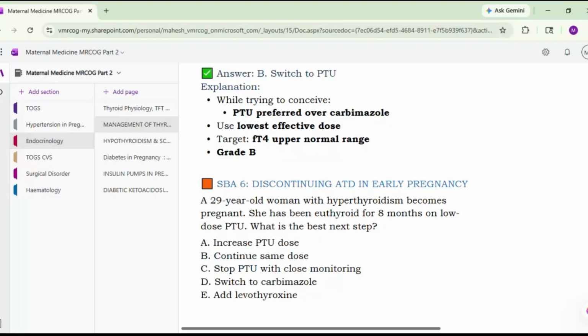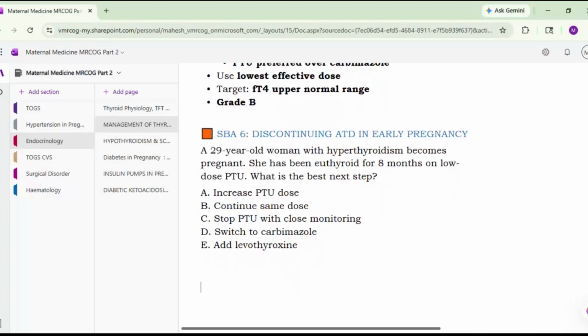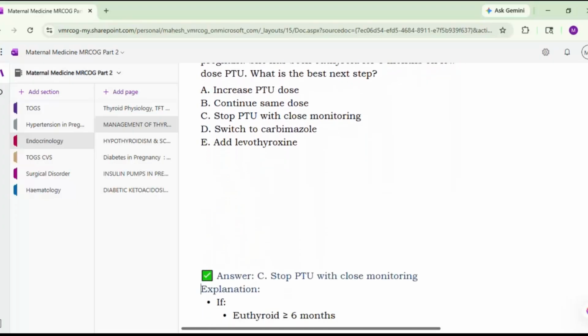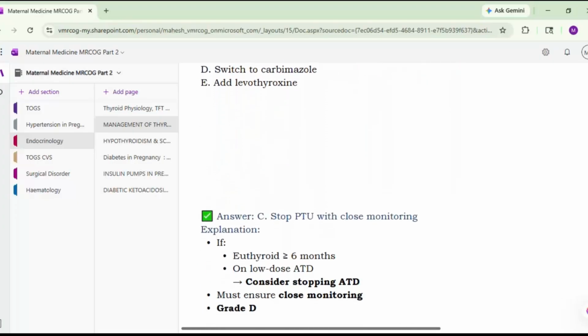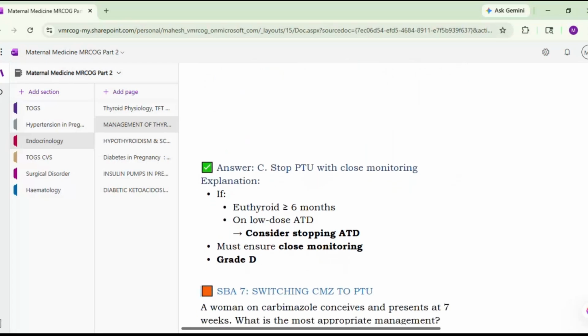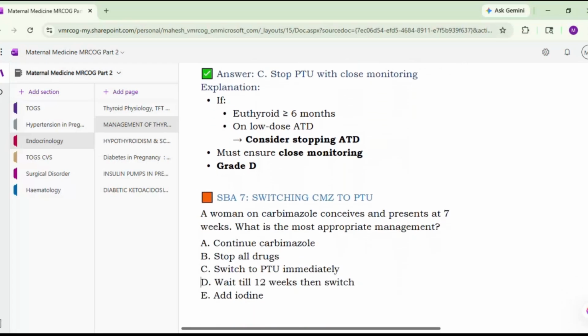Why? What is the concept here? She has been euthyroid for more than or equal to 6 months on a low dose of PTU. Then you can stop the PTU with close monitoring. Stop PTU with close monitoring because she is euthyroid for more than 6 months and only a low dose is required.